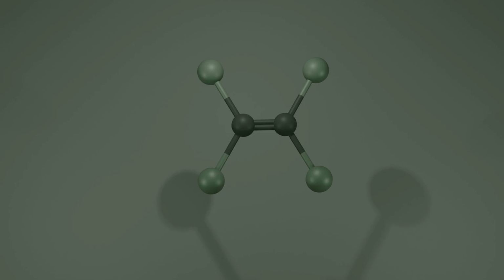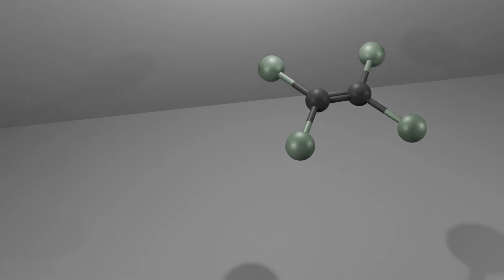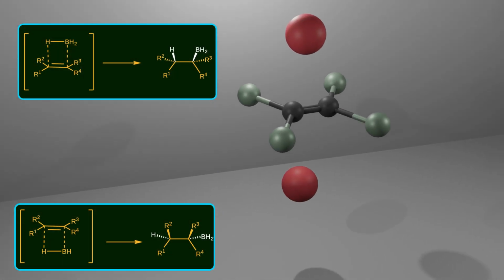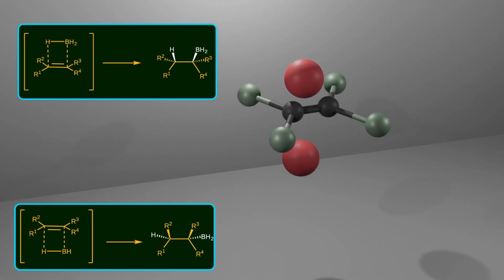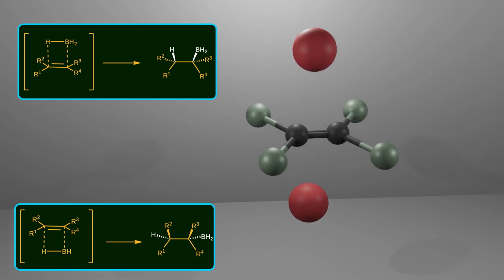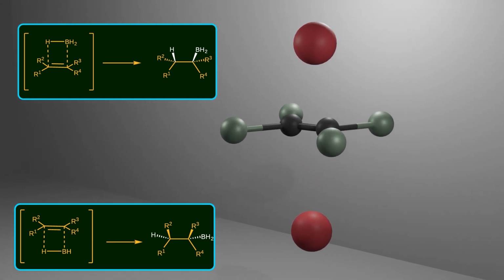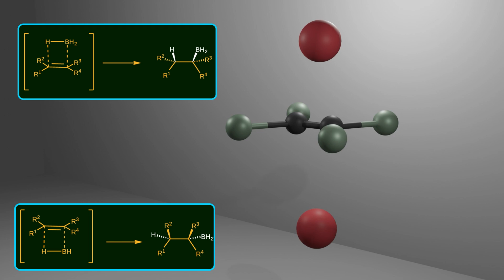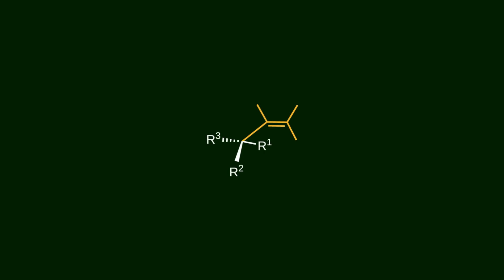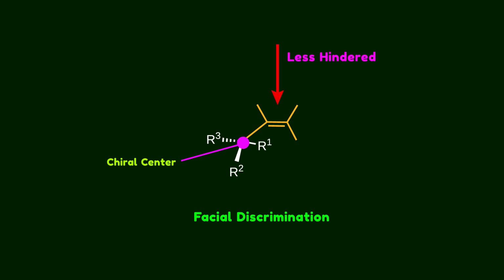In theory, borane can add equally to either the top or bottom face of the double bond, resulting in a racemic product. But the art lies in controlling this addition in such a way that one face is favored over the other. Traditionally, this bias is introduced by pre-installing a chiral group adjacent to the double bond. If the molecule prefers a certain conformation, it creates a facial discrimination, guiding the borane to attack from the less hindered face.